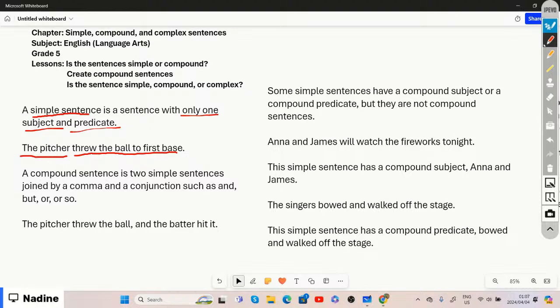Then we have a compound sentence. A compound sentence is two simple sentences that are joined by a comma and a conjunction, such as and, but, or so.